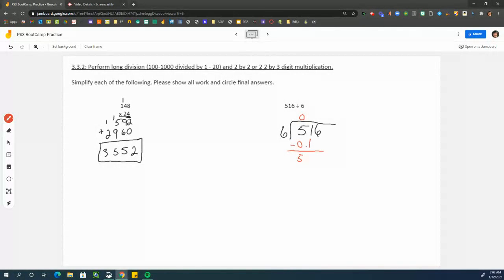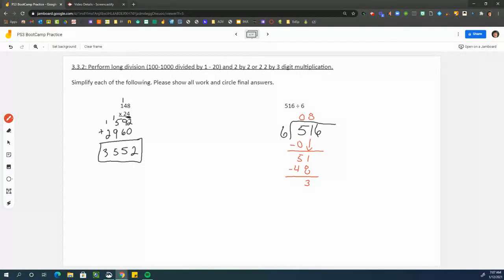We bring down the 1. 51. How many times does 6 go into 51? That would be 8, because 8 times 6 is 48. 6 times 9 would be 54, and that would be too large. Okay, so 6 times 8 is 48.